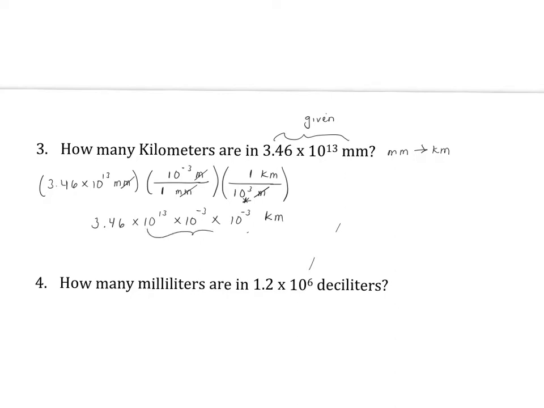So if we use our exponent rules, this will end up being 10 to the 7th. So our answer is 3.46 times 10 to the 7th kilometers.